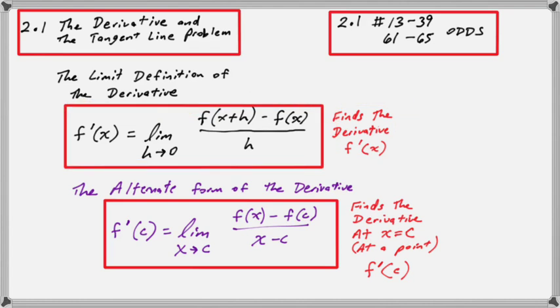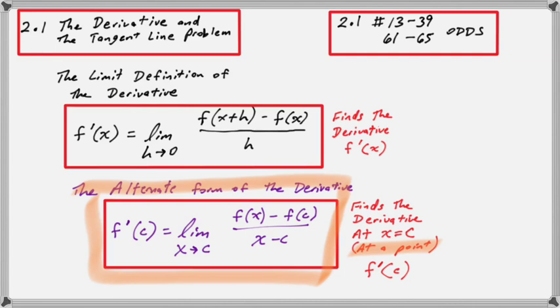This other one down here is called the alternate form of the derivative. This one gives me the derivative at a point. So it's f prime of c equals the limit as x approaches c of f of x minus f of c all over x minus c. You're going to see that a lot of our previous skills we learned, rationalizing, common denominator, all that is going to come back into effect on this.